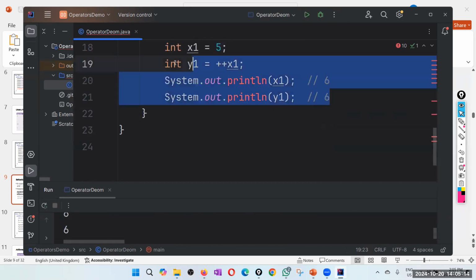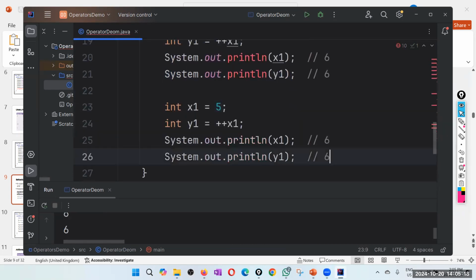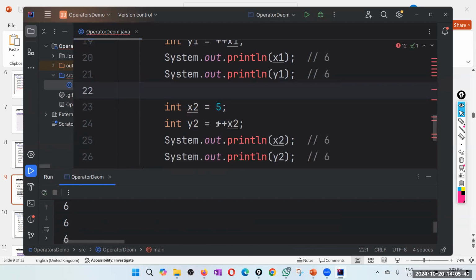But what happens if you write like this? This is a tricky scenario. Examiners are interested in tricky scenarios. Okay, so let's call this x2, y2, x2, x2, y2. Of course, this also gives me the output 6, 6 because I just renamed the variables. But what happens if I do like this? Rather than plus plus x2, I will say x2 plus plus.